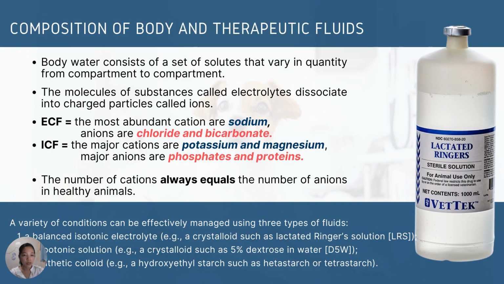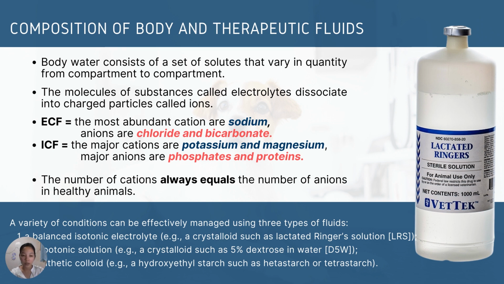The composition of body and therapeutic fluids consists of a set of solutes. What do we mean by solutes? It is a substance that is dissolved in a solvent. This solvent is usually water in biological systems. The molecules of substances are called electrolytes, which associate into charged particles called ions. These can be positively charged, which are the cations, and negatively charged, which are the anions.